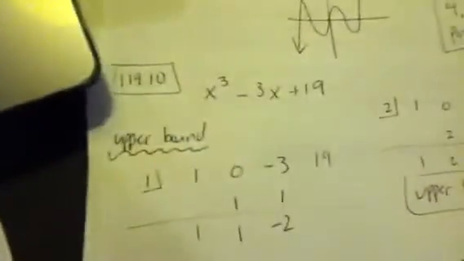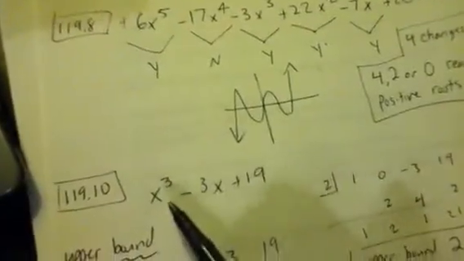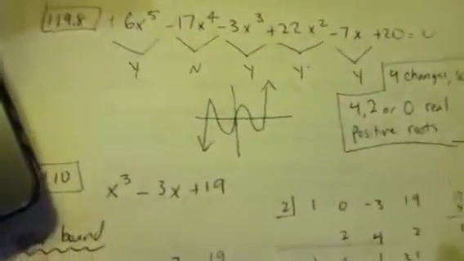I'm going to do one for you. I'm going to do number 119, number 10. So it's a cubic, and I'm going to use some synthetic division. So for the upper bound, I'm going to try 1. The coefficients would be 1, and then I'm missing the x squared term, so I put a 0 in there, and then I put the negative 3 and the 19.